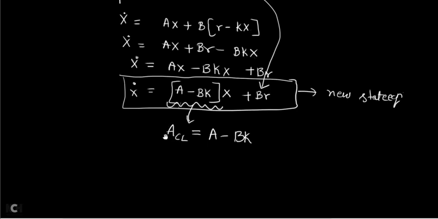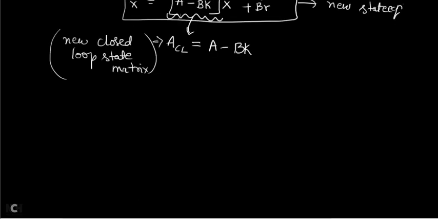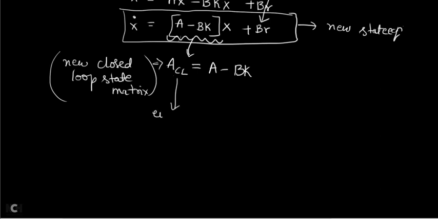So now let us write the new closed loop state matrix for the closed loop system. The new closed loop state matrix, ACL, is equal to A minus BK. Now if you take the eigenvalues of this ACL matrix, that is going to give you the closed loop poles.